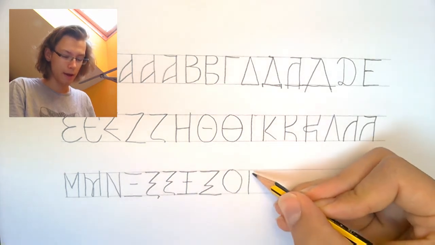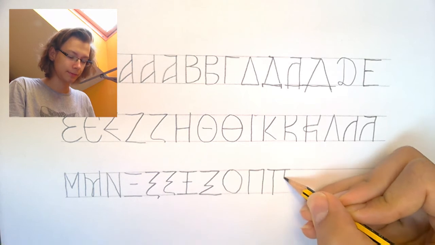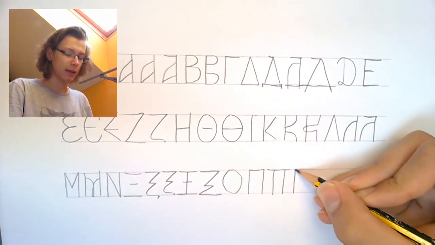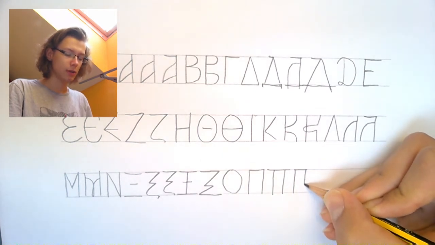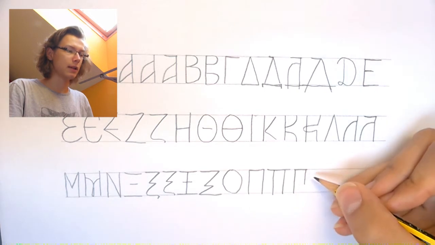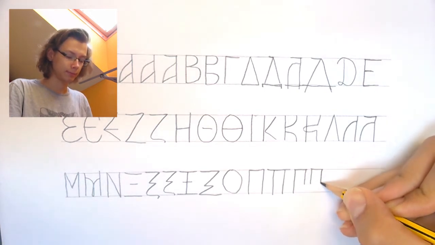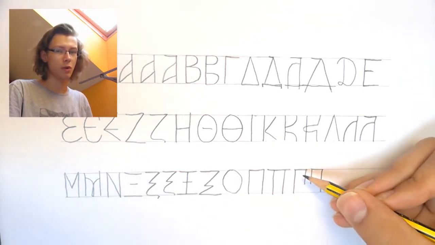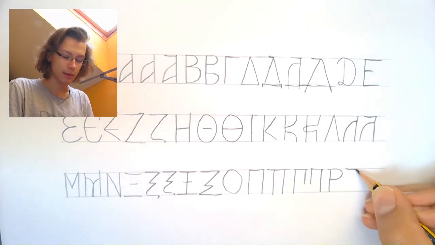Omicron, pi, and again you can extend the top stroke, and in some fonts it can look like that, and this is close to how this letter originally looked. So one of the legs can be shorter, and it can be the other one as well. So this kind of looks like the letter P, just unfinished and squarish. Rho. Sigma.